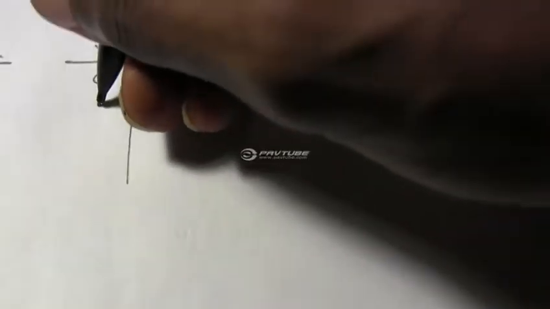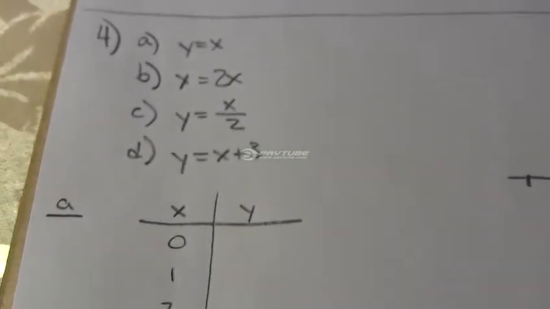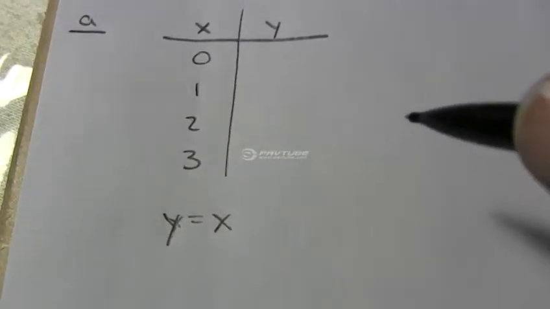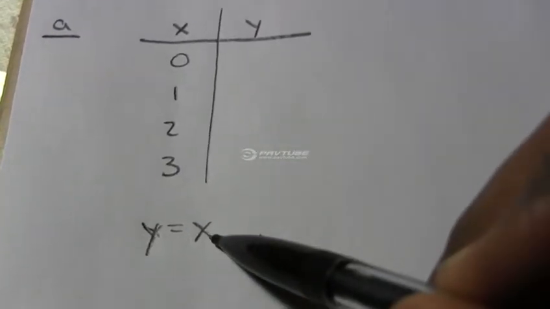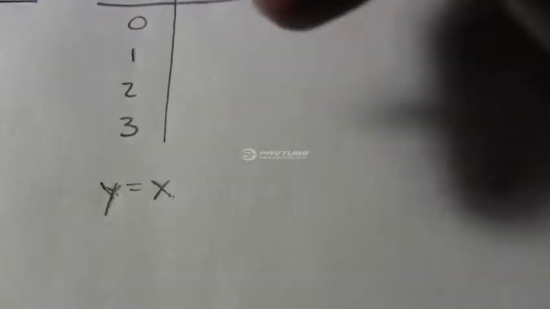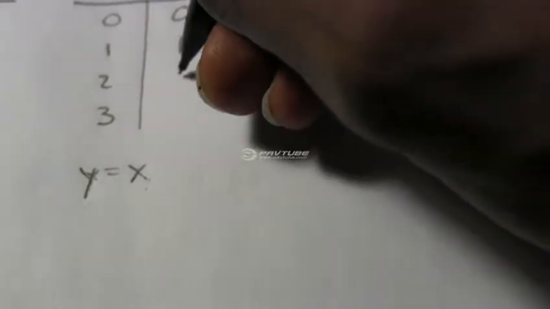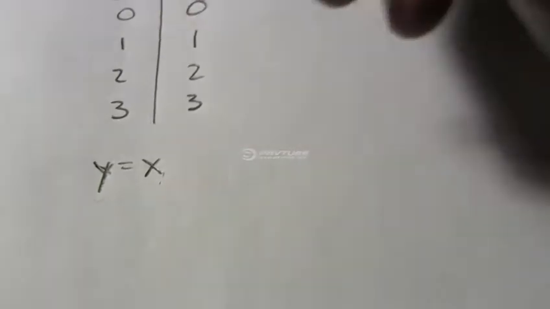x is equal to 0, x is equal to 1, x is equal to 2, x is equal to 3. And we'll see what that looks like here. Okay? So, y is equal to x. Make sure you can tell the difference. Y is equal to x. Right? So basically, if x is 0, what does y equal? Y is 0. So these are easy. Basically, x and y are always going to be the same. If x is 1, y is 1. If x is 2, y is 2. If x is 3, y is 3.